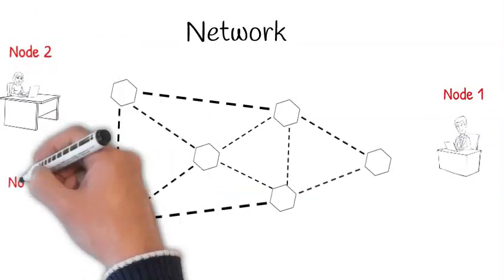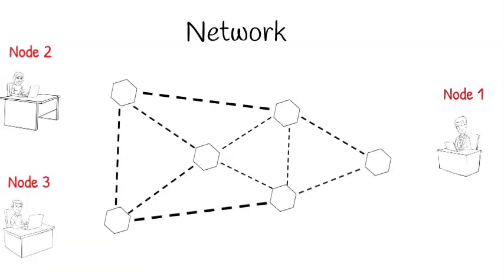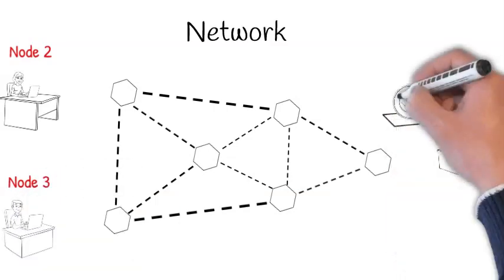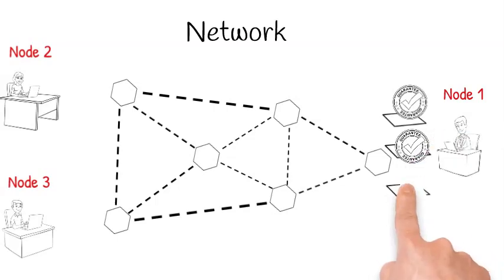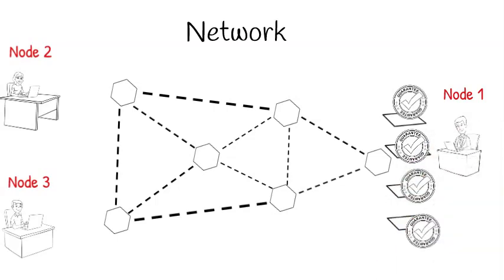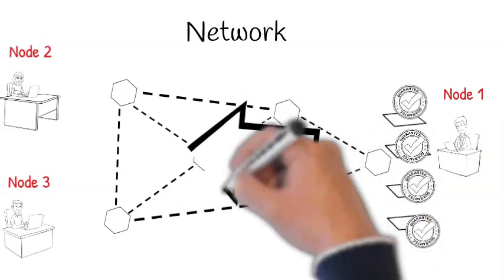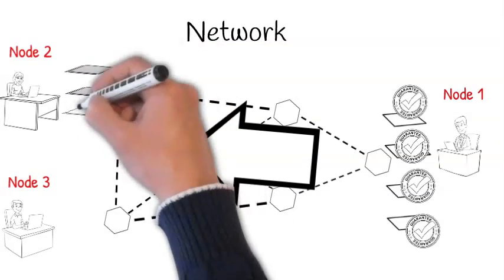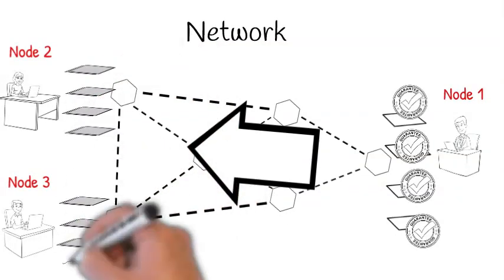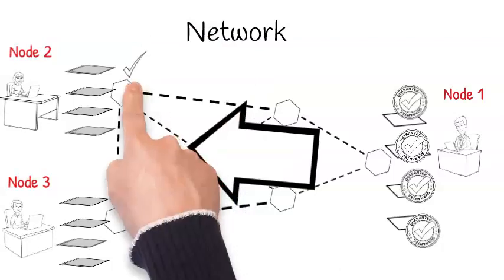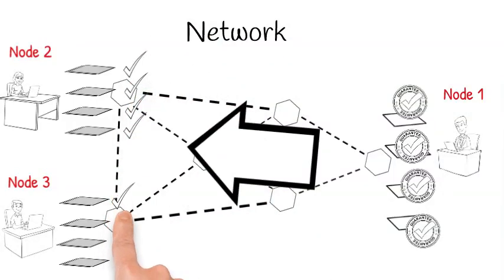Taking a closer look at three of the nodes, we have one that will create and sign its transactions and then broadcast them to the network. The other two nodes will receive the transactions and validate and vote on them.